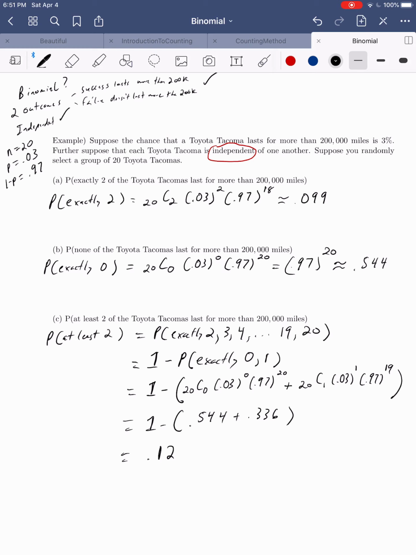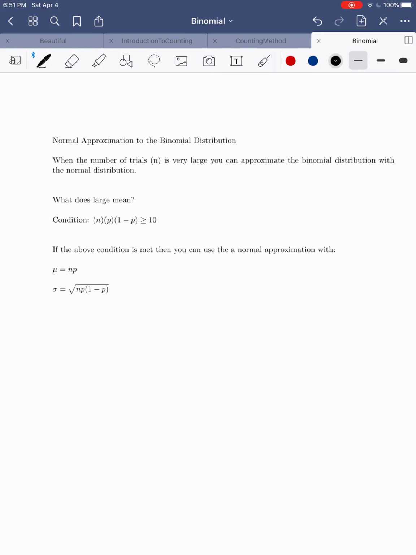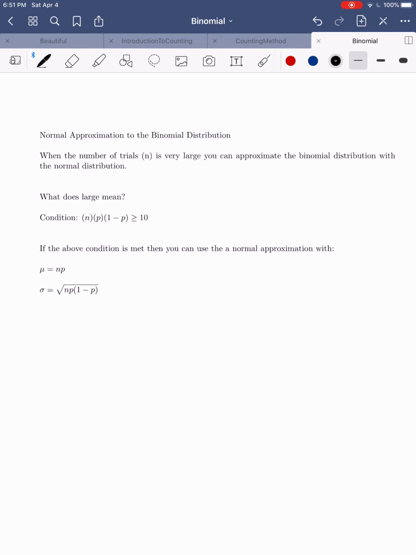So let's go ahead and talk about that. This is what's called the normal approximation to the binomial distribution. Basically what this says is that when the number of trials is very large, so if you have a very large number of trials or a very large group, you can actually approximate this binomial with the normal distribution, which was something we talked about very early on in our class with that table A and the z-score and all that stuff. The first question you might ask yourself is, what does large mean?